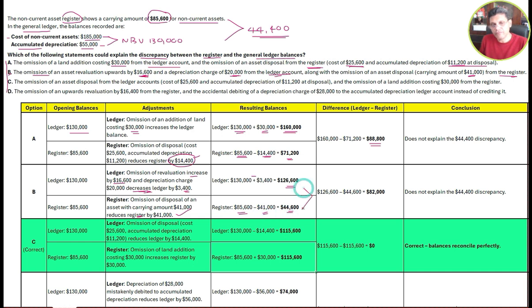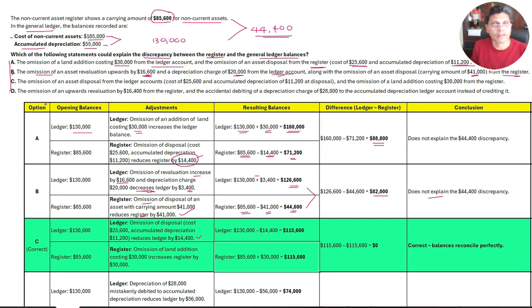So once you take the difference between these two, the difference will be 82,000. So this option also does not fully reconcile the discrepancy. Okay, this is not the correct answer. Now let's move on to part C, the omission of an asset disposal from the ledger account.